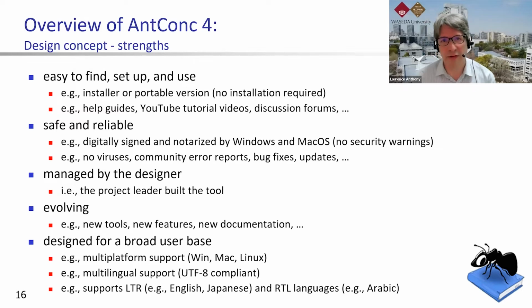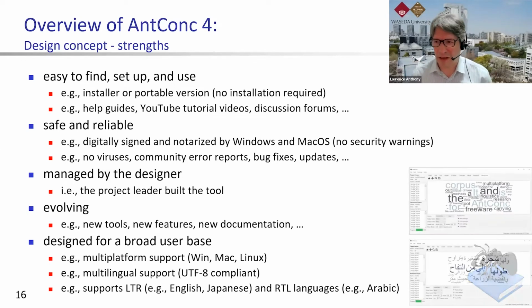And a new feature for AntConc 4 was the support for left to right languages, which is like English and Japanese, but also right to left languages like Arabic and Hebrew. This is a feature that I've wanted to add to AntConc for a very long time. So now I would say AntConc is one of the best general purpose corpus tools for analyzing Arabic, because it's beautifully integrated with this right to left support, not only in terms of the results, but also in the interface itself. So that's a really nice feature.